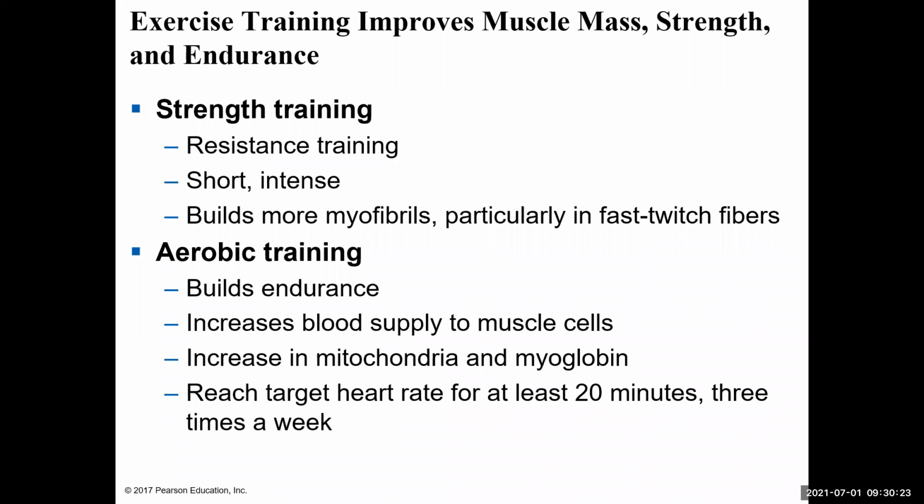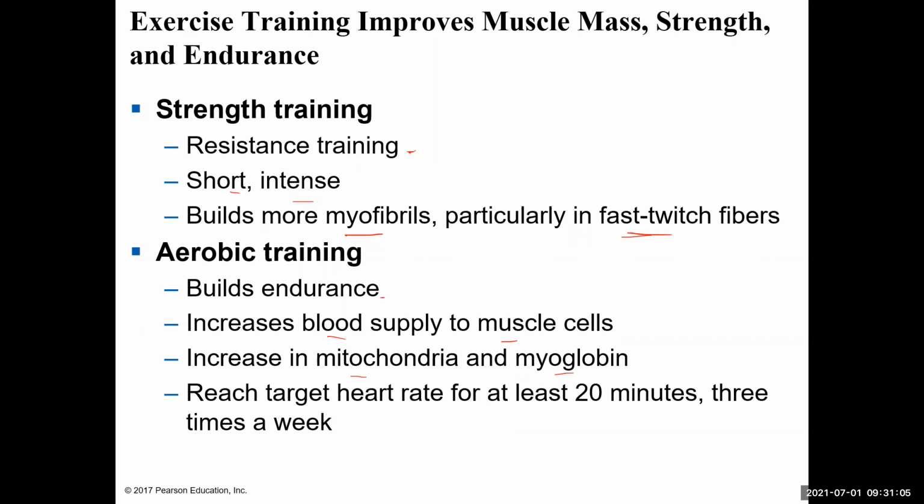Now, with our muscles, we can improve muscle mass, we can improve the strength and force of those muscles, and we can improve the endurance by different types of training. So if you want to get more myofibrils, get faster twitch fibers, you're going to do short, intense strength training workouts, resistance training to build up those fast twitch fibers. But if you want more of, say, a marathon type endurance, you're going to do more aerobic training, where you're increasing the blood supply to the muscles, you're increasing the mitochondria and the amount of myoglobin that you have in your muscles, you're building up that endurance.